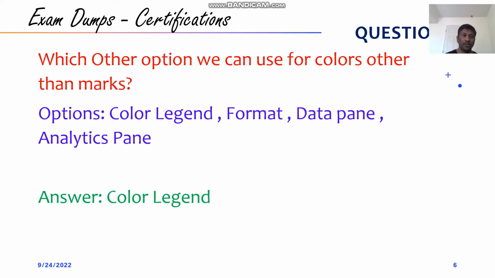The next question: which other options can we use for colors other than marks? You can use the color legend. You have options: color legend, format, data pane, analytics pane. So the color legend is the right answer.